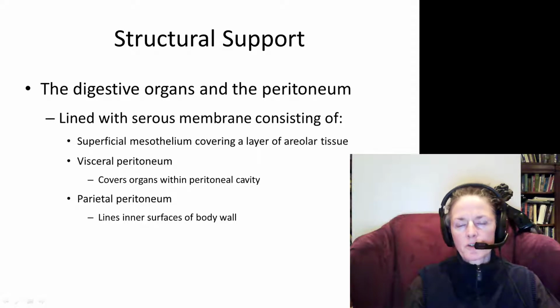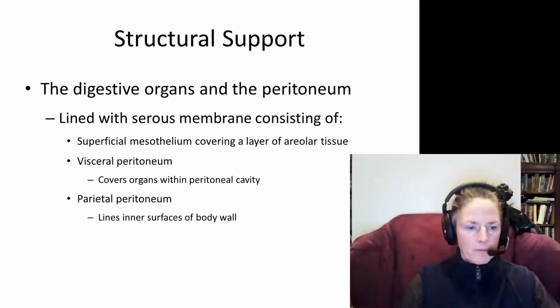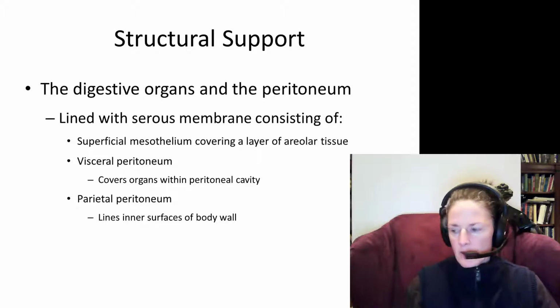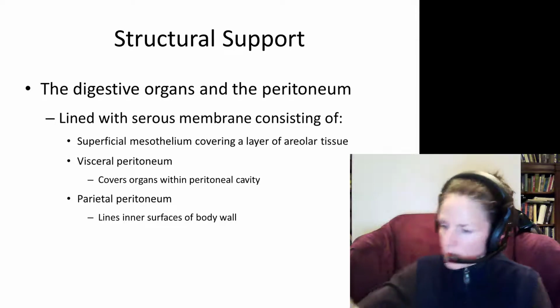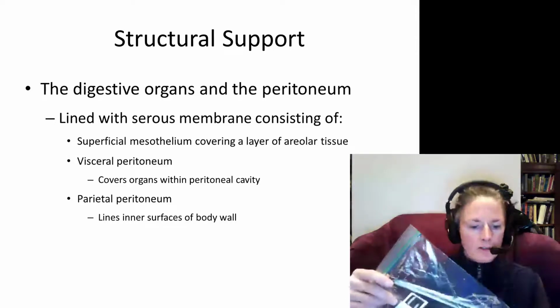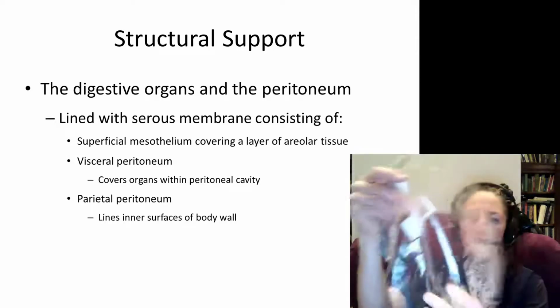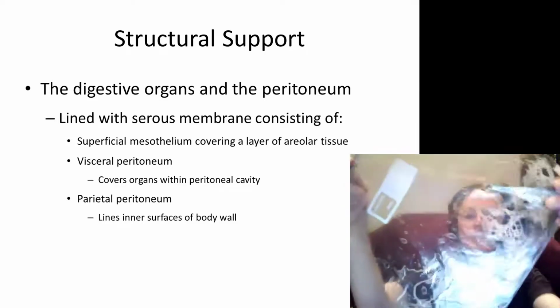Let's quickly talk about the structural support of the gastrointestinal organs. As you probably remember, we have several serous membranes in the body, one of which is the peritoneal membrane. And the peritoneal membrane, like other serous membranes, is a double-layered membrane that consists of two sheets folded back on one another with a fluid in between.